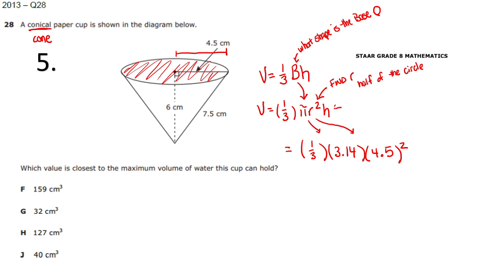Remember, the height has to go up and down. So which one of these numbers is going up and down? Is it the 6 going up and down, or the 7.5? Well, the 6 has dotted lines going straight up and down, so the 6 is the height. Then we multiply by 6. Okay, type all of that into your calculator.